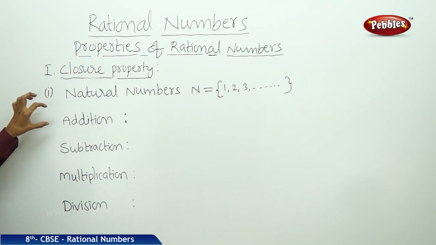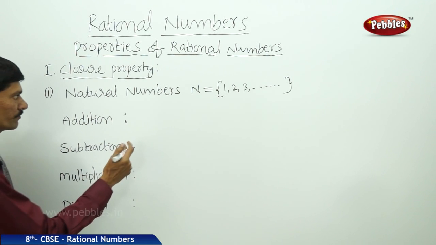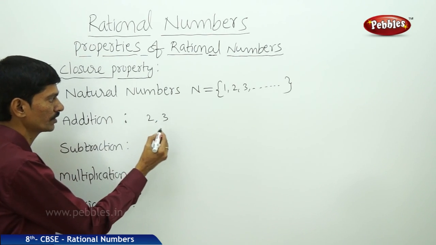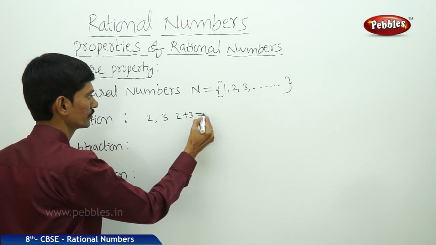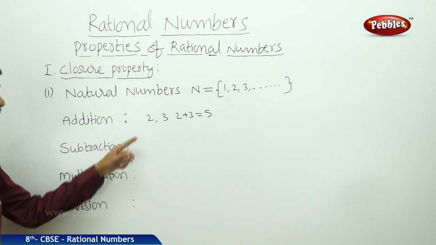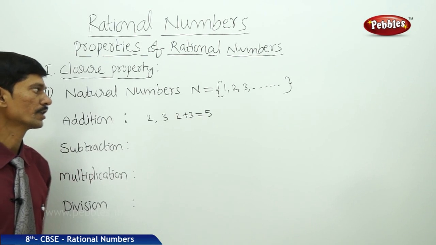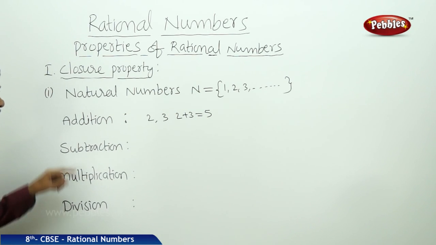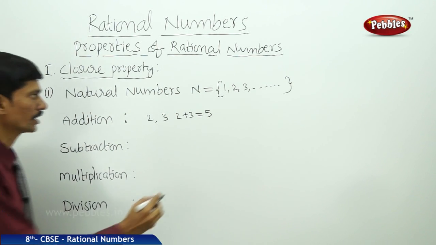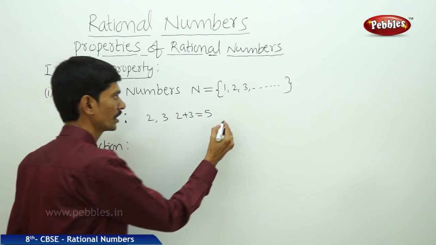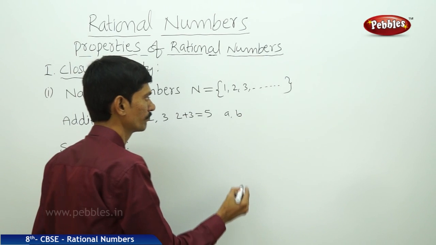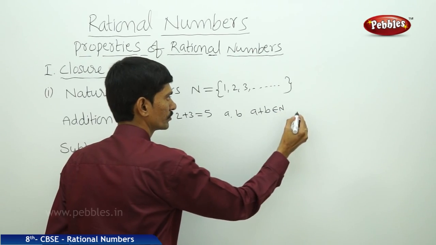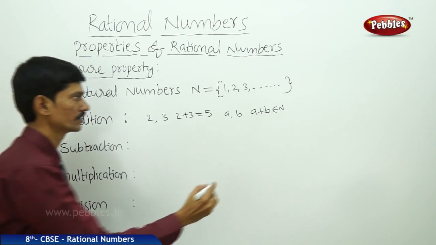So first let us discuss addition. What is the sum of any two natural numbers? 2 is a natural number and 3 is also a natural number. What is their sum? 2 plus 3 equals 5. So the sum of two natural numbers is also a natural number. So the closure property is satisfied under addition in the set of natural numbers. If a and b are any two natural numbers, then a plus b is also a natural number. So natural numbers are closed under addition.